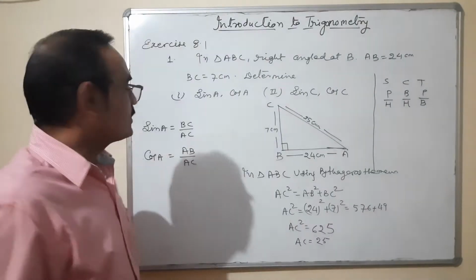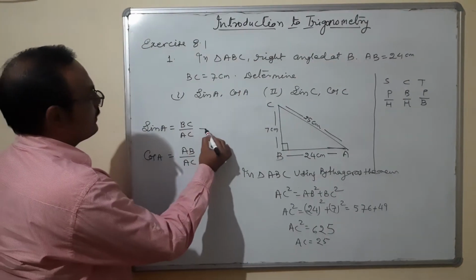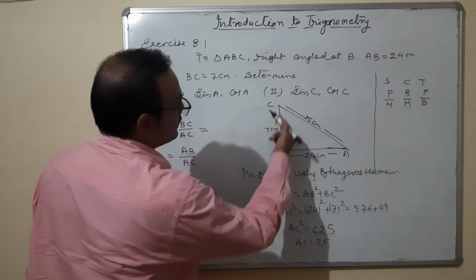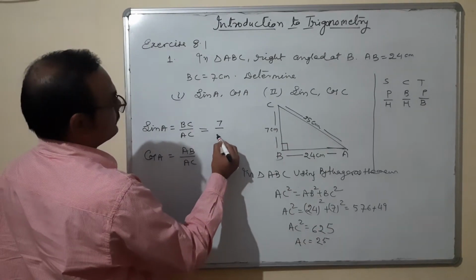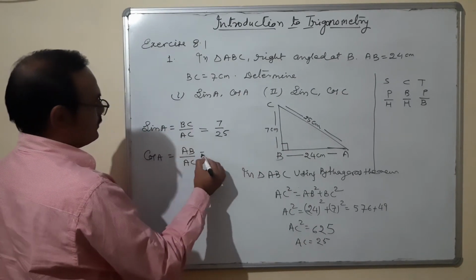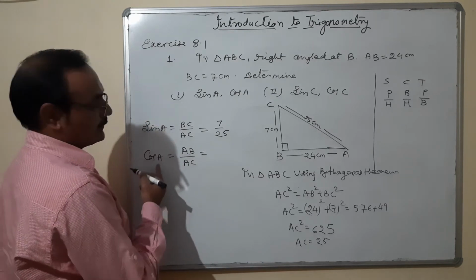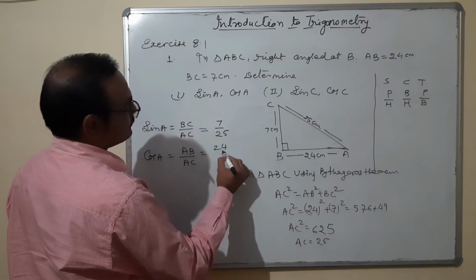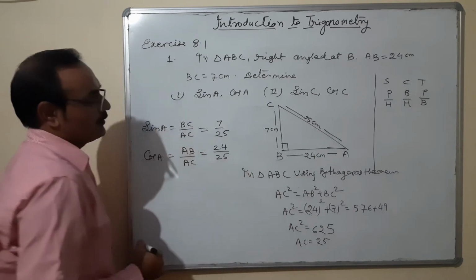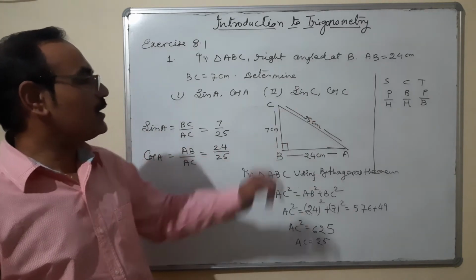We got three values. The value of sine A, BC upon AC, that means it is 7 upon 25. The value of cos A, AB upon AC, 24 upon 25. Okay. Now we are going to find the value of sine C.